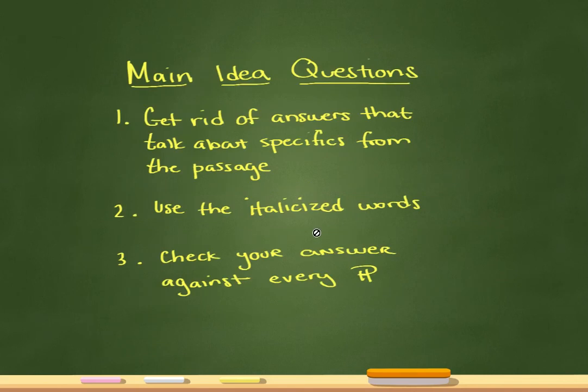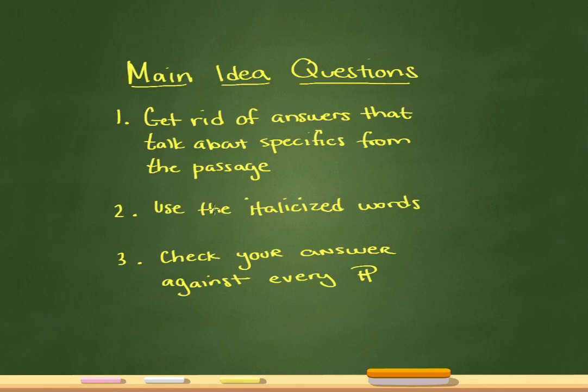Last but not least, main idea questions. So once you've answered all line questions, you can go back to the ones that ask you about general ideas. Now, there's some tips for main idea questions. Number 1, get rid of any answer choices that talk about specifics from the passage. A main idea is supposed to be general. It's supposed to be a broad idea. So if you have an answer choice that is talking about something that was only said once in the passage, that's definitely not going to be your main idea.